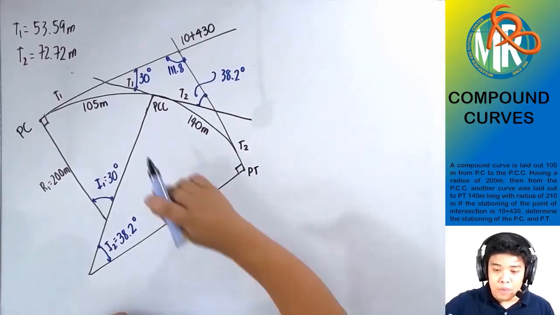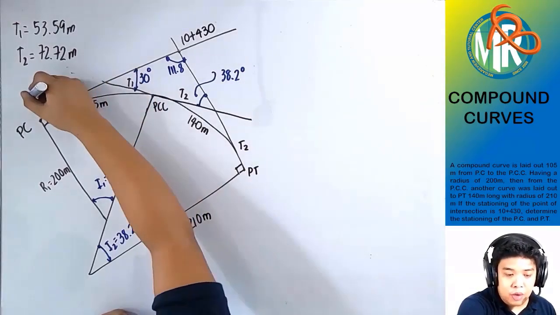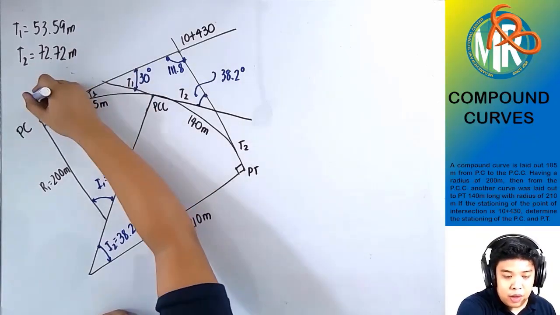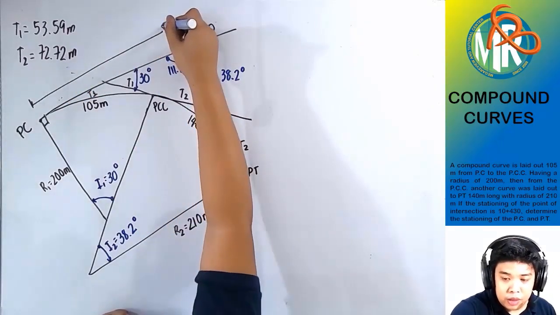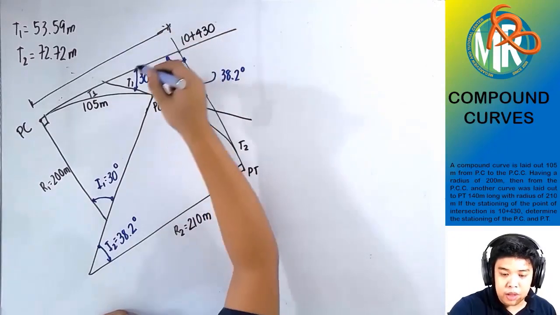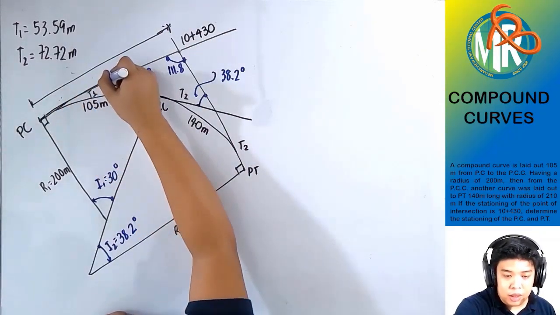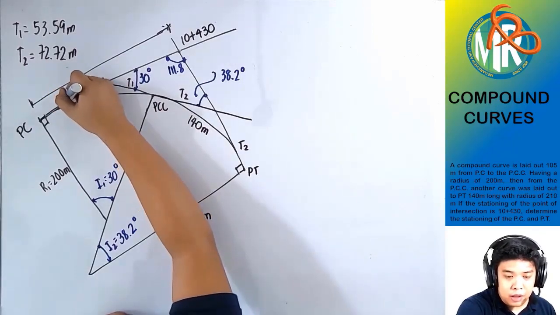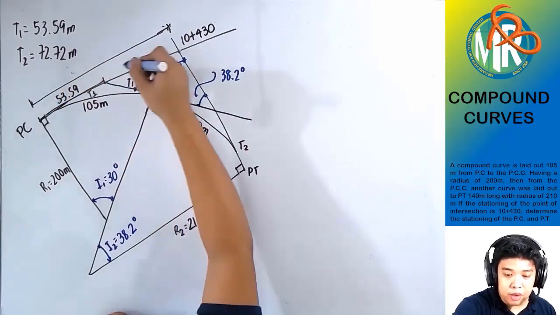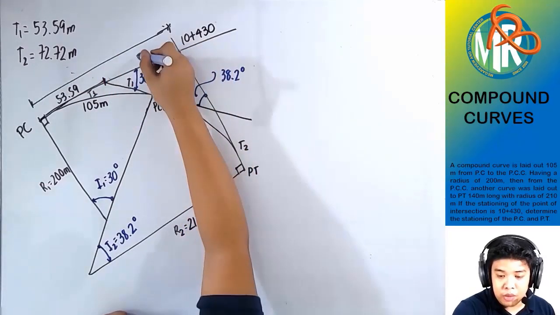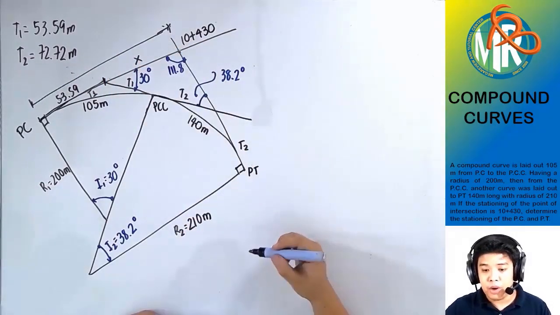paano natin makukuha yung stationing ng PC? Pwede nating makuha yan. Lagyan natin dito T1. Kung makuha natin tong distansyang to, which is equal to T1, kasi T1 to mula dito hanggang dito. This is 53.59 meters. Ang kailangan natin makuha again is yung length mula dito hanggang dito. Let me call it X.